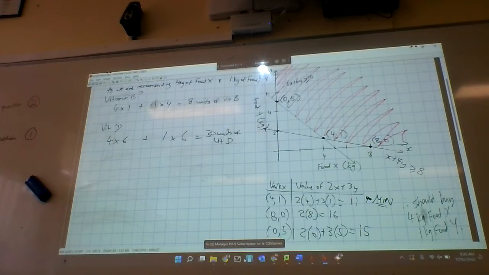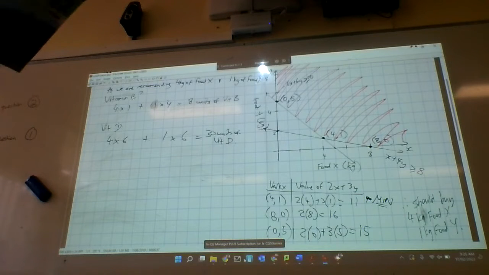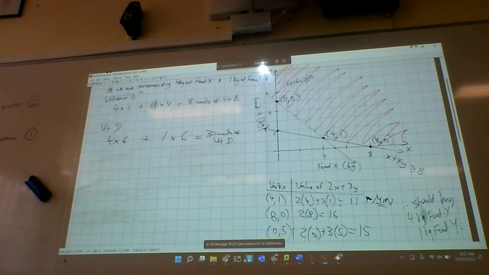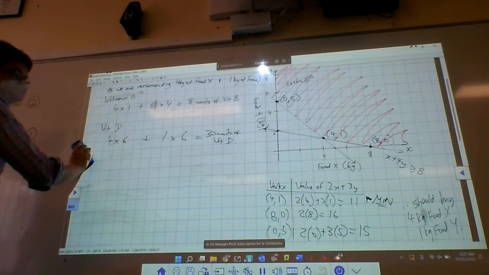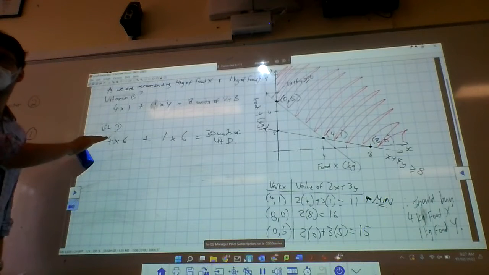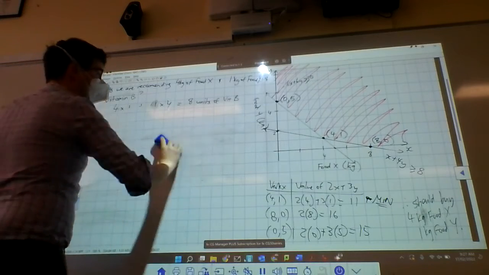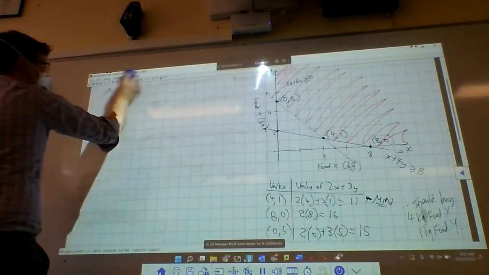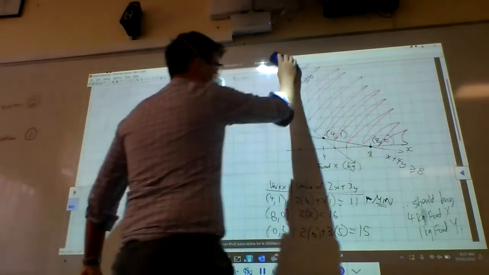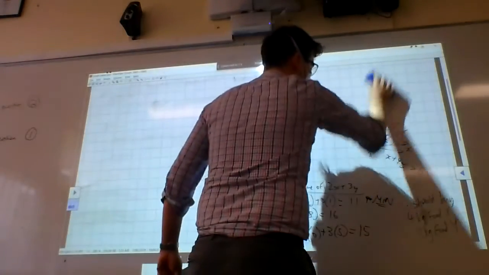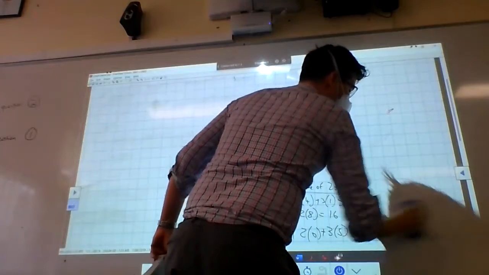Alright, should we go on to our next question? Page 44 is our next question. Question 1. Yeah, this one's non-integer. Can I erase the left-hand side of the board now? Yes. I hate writing on the left hand page.